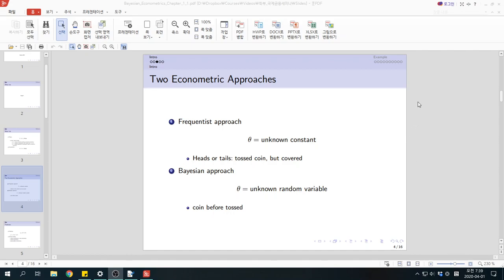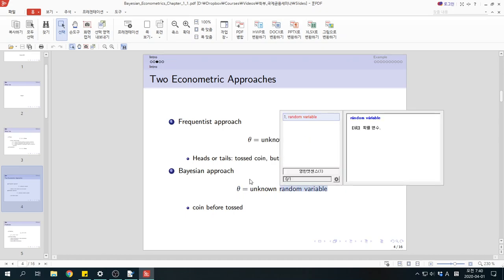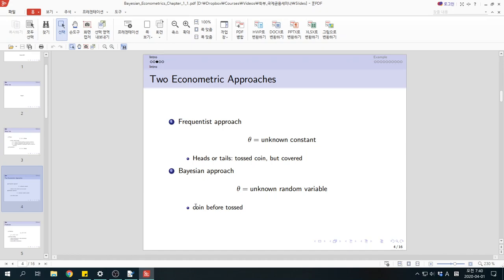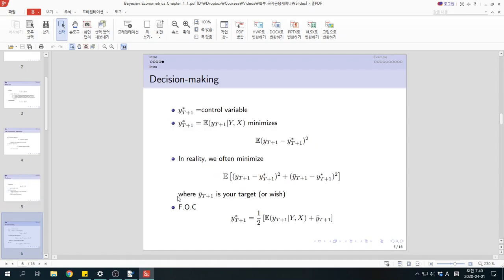Okay, guys. In the last class, I explained the two approaches for estimating the parameter. One is the frequentist approach, in which theta is unknown but constant, so it is just hidden. The other approach is Bayesian, in which theta is unknown and is also taken as a random variable. Now I'm going to explain more using an example.